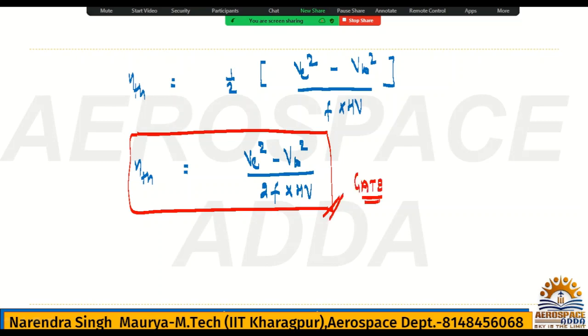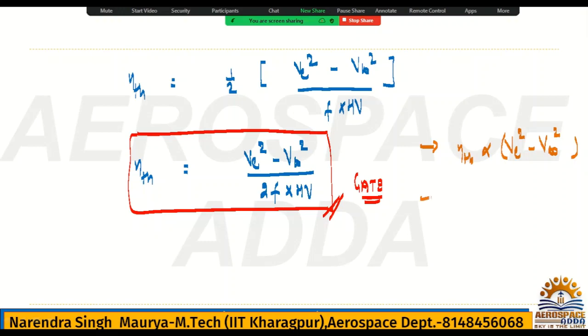All the points you need to concentrate on. What is the important point here? Eta th is directly proportional to ve square minus v infinity square. This difference will give the thermal efficiency. If the difference is more, thermal efficiency will be more, because if v infinity is very less and ve is very high, the result will be more. If the difference is less, thermal efficiency will be less. That you can understand in that way.